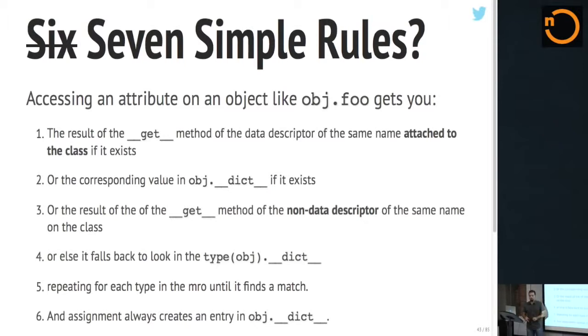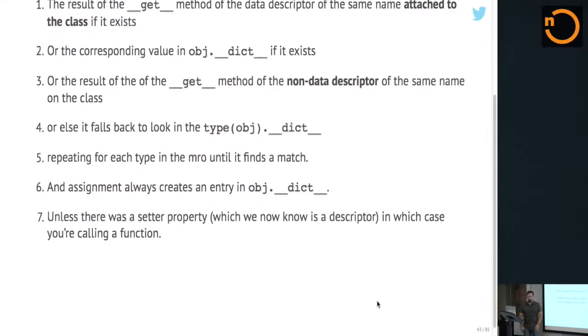Or, number 2, you could be retrieving the key from the __dict__ attached to the object. Or, number 3, you could be getting the __get__ method of the non-data descriptor. It's like there's 2 different kinds of descriptors, and they both have little slots in these rules. Or you could fall back to looking on the type or the list of inherited types until you find a match. An assignment always creates an entry in your object's dict, unless there was a setter property, which we now know means you're calling the __set__ method of the descriptor, which is an object that's attached to your class, and we've got to figure out what all that is.